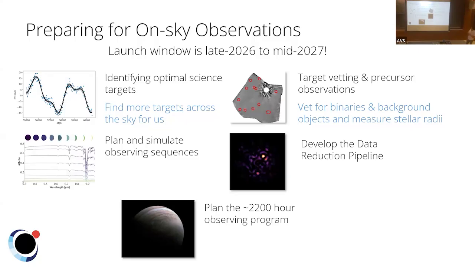We are simulating observing sequences and developing the data reduction pipeline, and the Roman chronograph has been guaranteed a 2,200-hour program on Roman. So we're trying to plan out how to best allocate those 2,200 hours to both demonstrate the technology for habitable worlds and potentially also achieve some of these ambitious science goals, such as imaging reflected light planets.